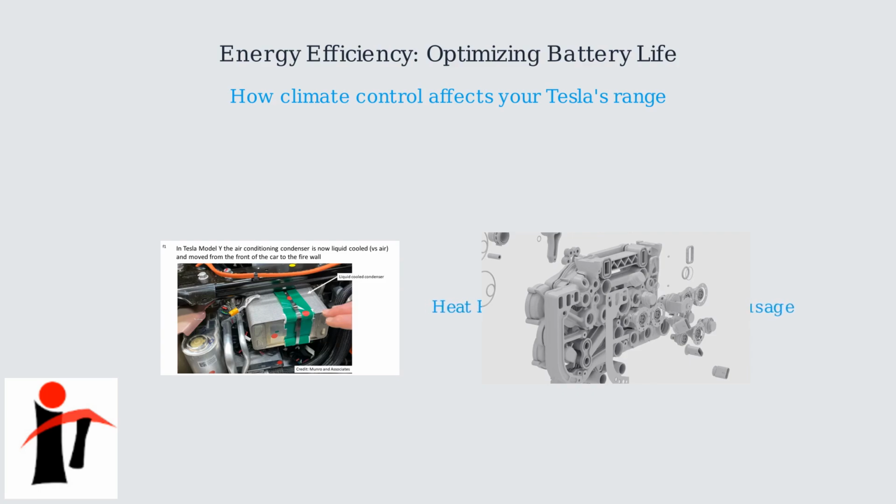These innovations, including the heat pump and preconditioning features, have led to up to 20% better climate efficiency in recent Tesla models compared to earlier versions, helping preserve your battery range for longer drives.